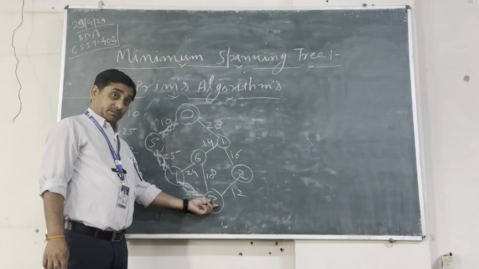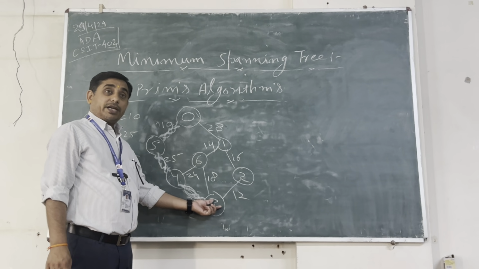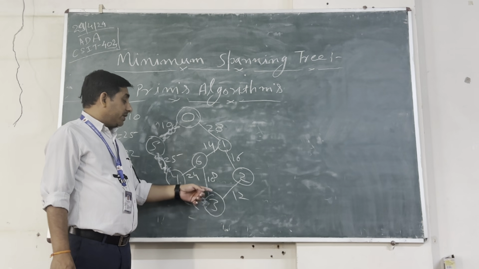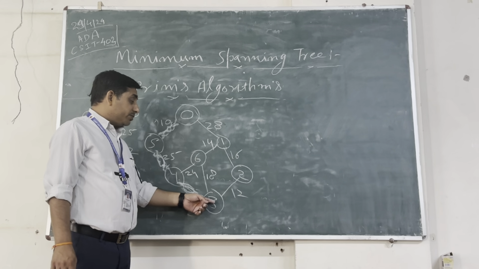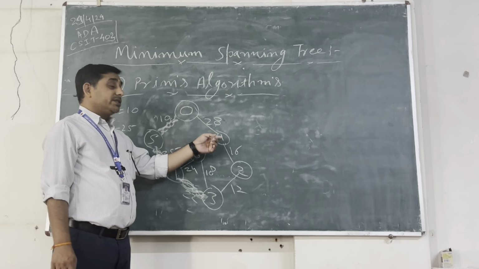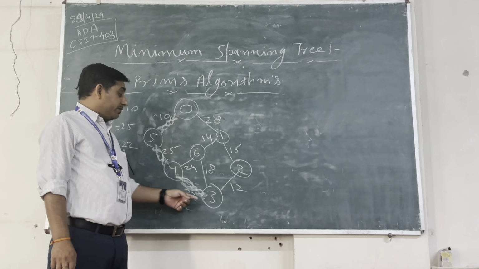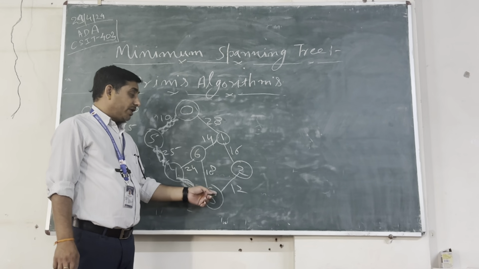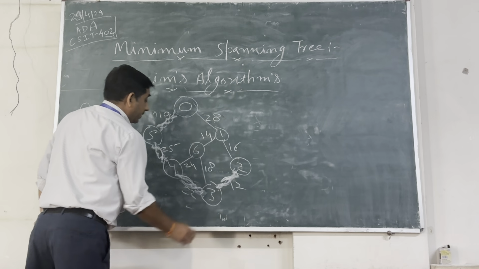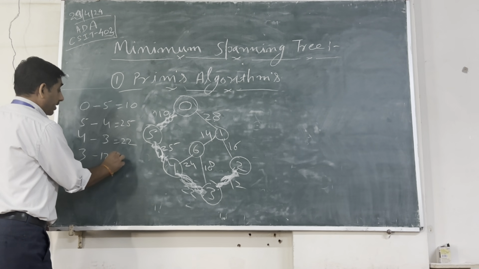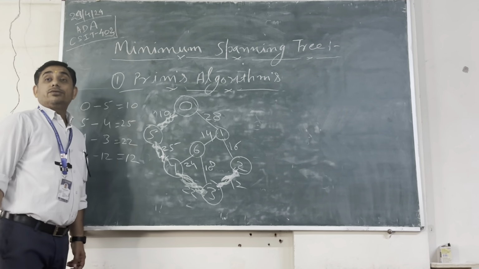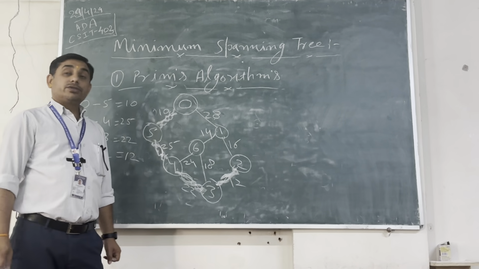So we will find the minimum connected edge between 3 and 6. That will be 18, and from 3 to 2, that is 12, and from 0 to 1, it is 28. So we'll select which one? We'll select 3 to 2, and the weight is 12.